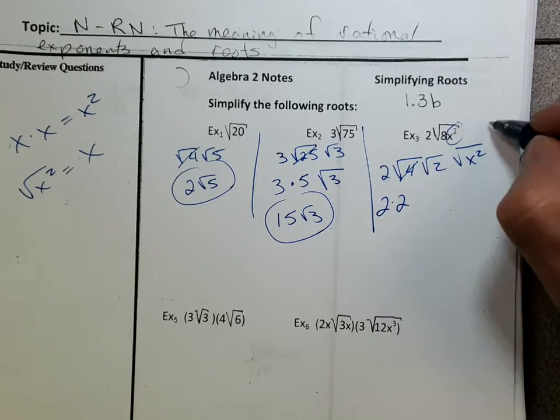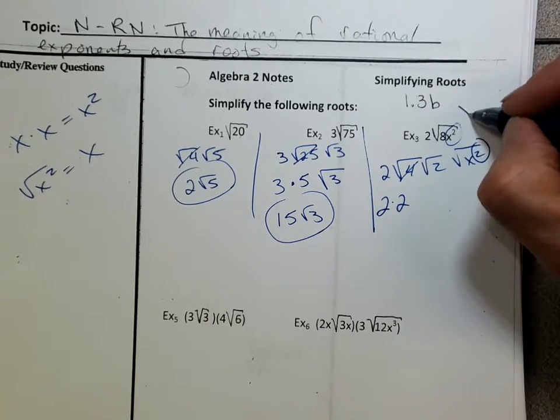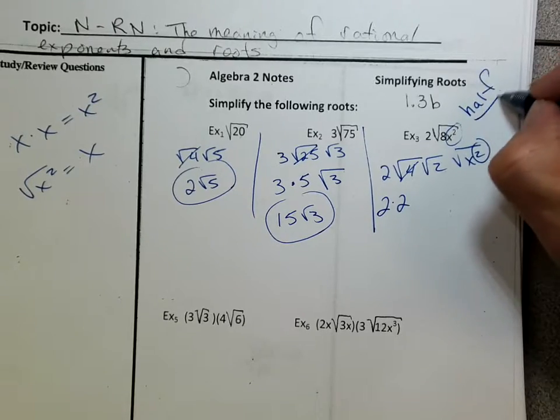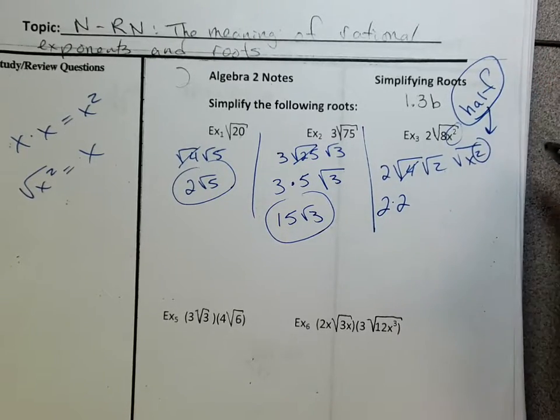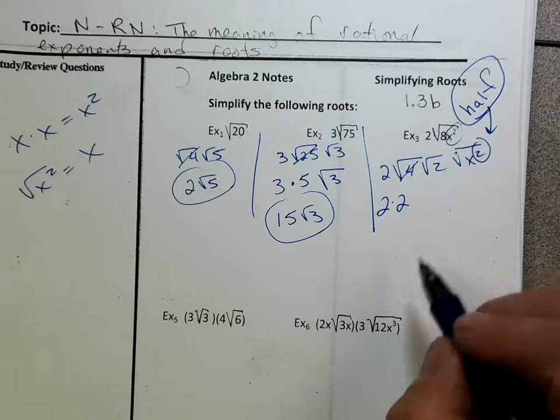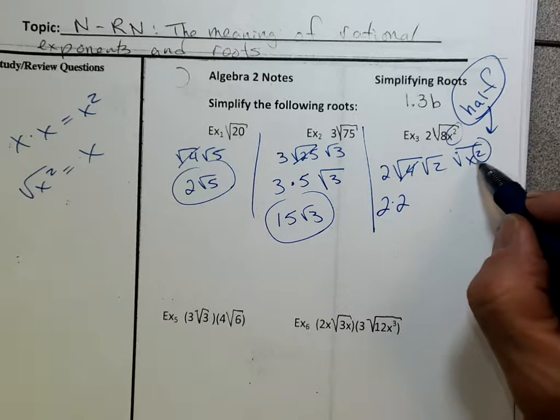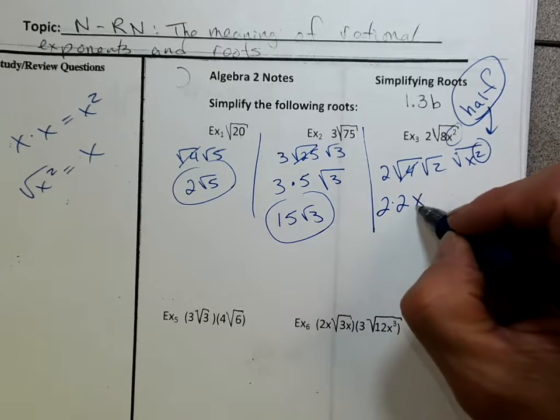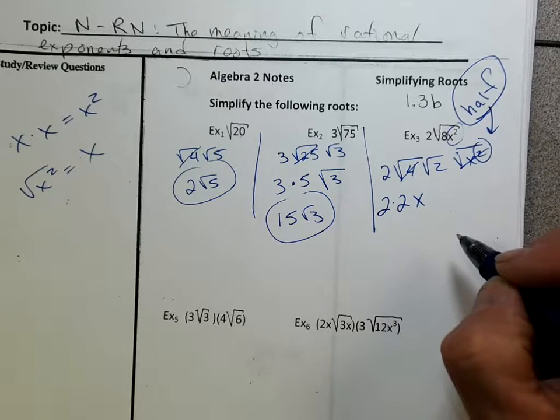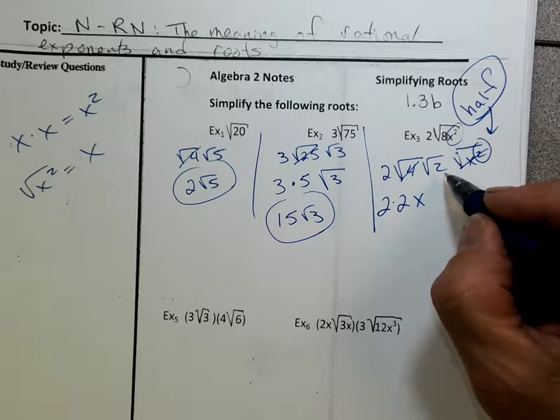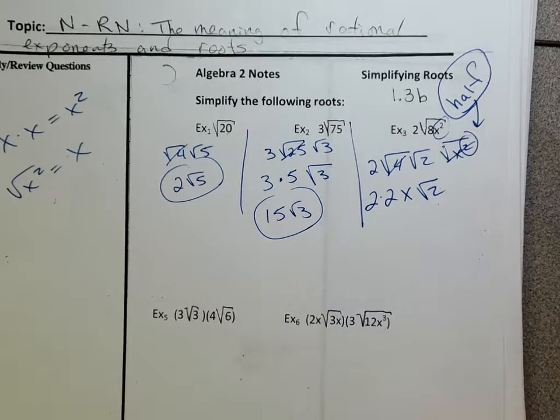When you do the exponents, take half. It's always going to be half your exponents, okay? That's because there's a little square root in here. So half of x squared is x to the 1, or plain old x. Then the square root of 2 is just left over. Almost done, right? 2 times 2 is 4.